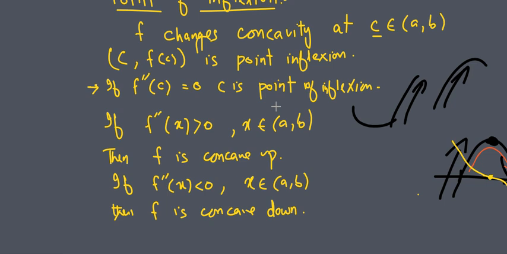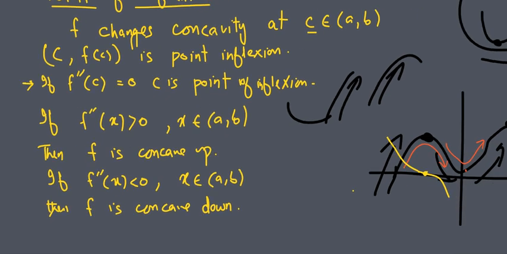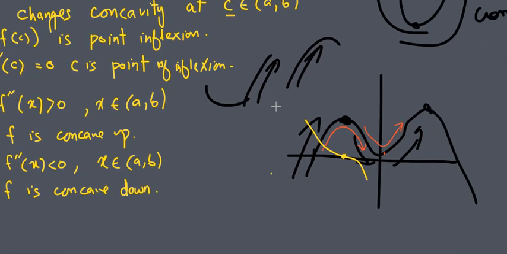So now this is very clear that at the point of inflection, the function's second derivative will be 0. That means this is the turning point for the first derivative. Now let me tell you how to find that point. It's very interesting and very easy.